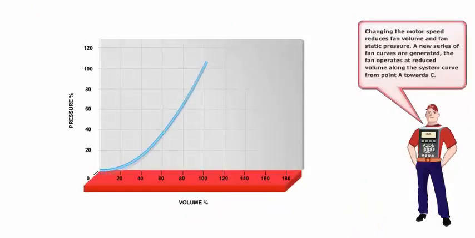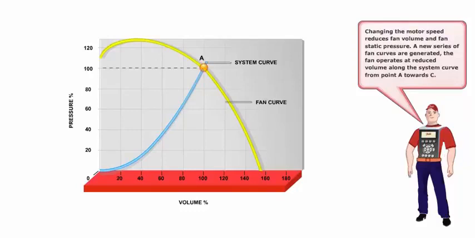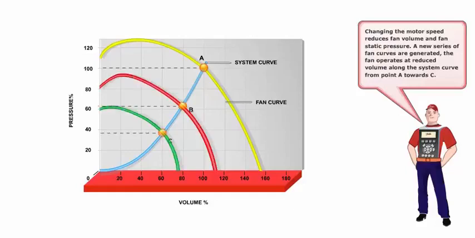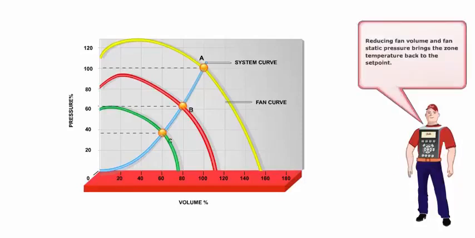Changing the motor speed reduces fan volume and fan static pressure. A new series of fan curves are generated. The fan operates at reduced volume along the system curve from point A toward C. Reducing fan volume and fan static pressure brings the zone temperature back to the set point. The VLT/HVAC drive runs the fan motor at variable speed, which results in maximum power kilowatt savings.